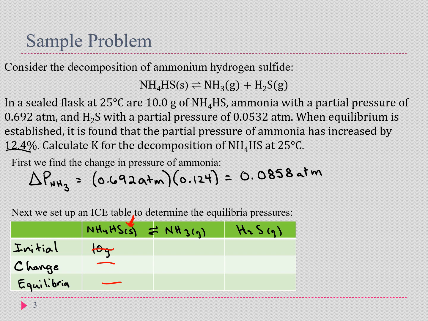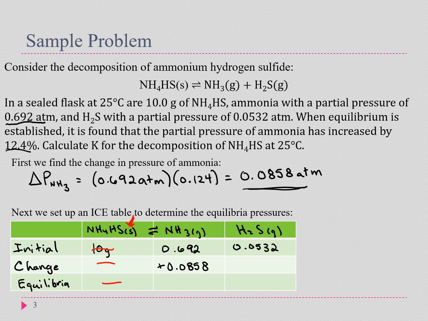So the initial amount of ammonia was 0.692 atmospheres. That was given to us in the problem. And the hydrogen sulfide was 0.0532 atmospheres. Again, that's given to us in the problem. Now why did I find the change in pressure of ammonia? Because that can now go in here, as this is going to go up. Because we're increasing by that 12.4%, we're increasing by 0.0858 atmospheres.